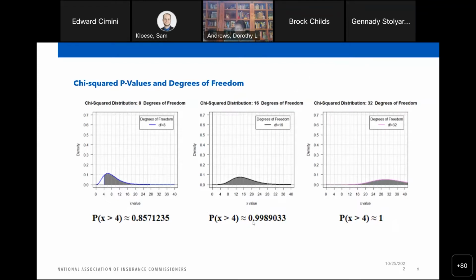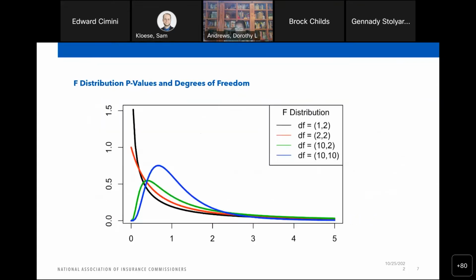And for 10, we're really close to 1. Then with 16 degrees of freedom, and then 32 degrees of freedom, we're super, super close to 1. We see these changes in the probabilities for the other distributions as well. We're not going to walk through in detail what the other distributions look like for a specific value, but you can imagine that when we look at the F distribution, the black line is for an F distribution with 2 degrees of freedom.